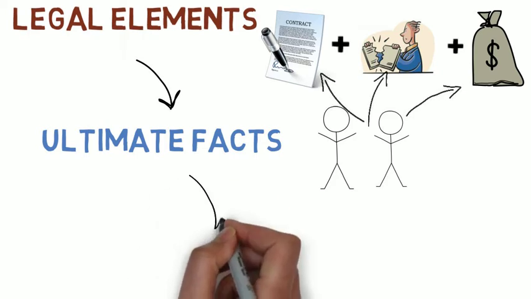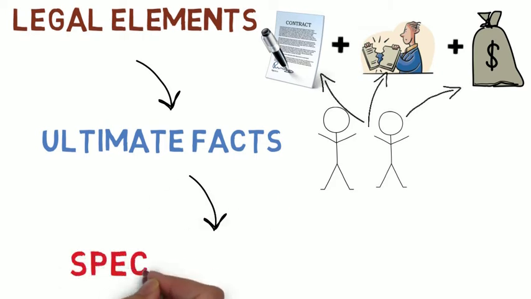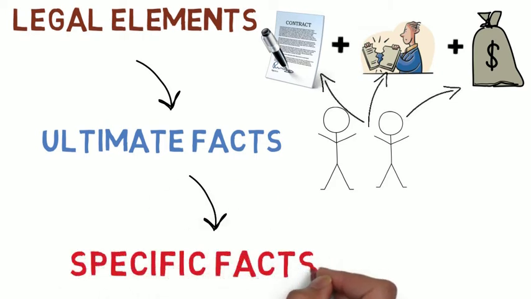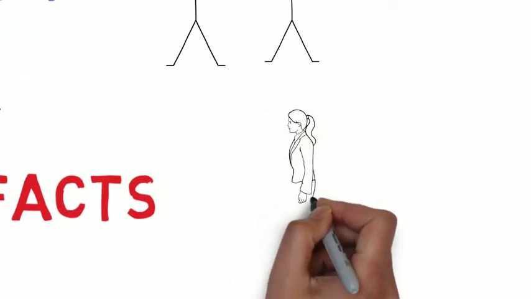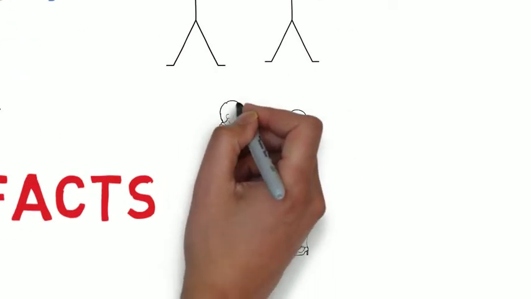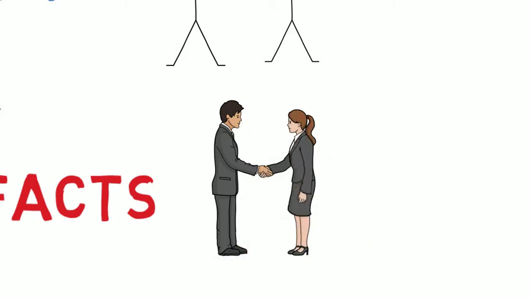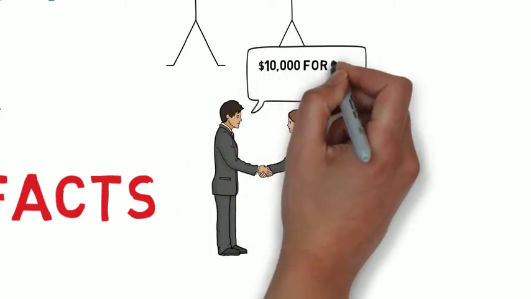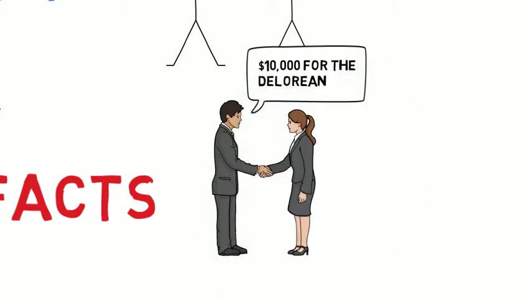A specific fact is a fact that the jury could use as evidence to find these ultimate facts. In other words, these are the facts that actually happened. For example, specific facts might include that Bob and Lisa signed an agreement on July 17th for the defendant to sell the plaintiff a car for $10,000, but the defendant never delivered the car. So now back to plausibility.